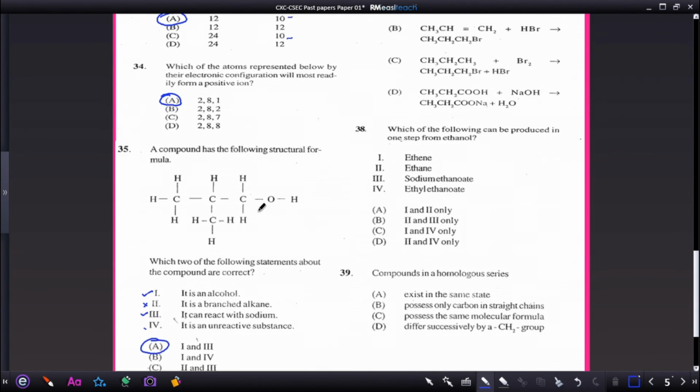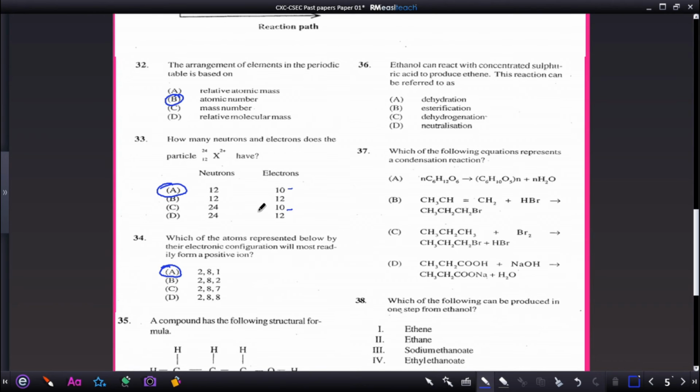36. Ethanol can react with concentrated sulfuric acid to produce ethene. This reaction can be referred to as, so if we're moving from ethanol to ethene, we're moving from the alcohol to the alkene, then that's dehydration. And that would take place under acidic and catalytic condition, high pressure and temperature. So it's a dehydration reaction.